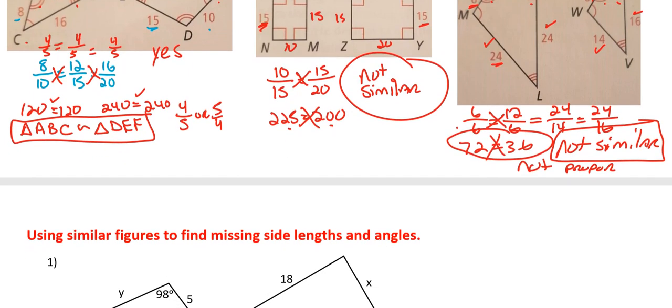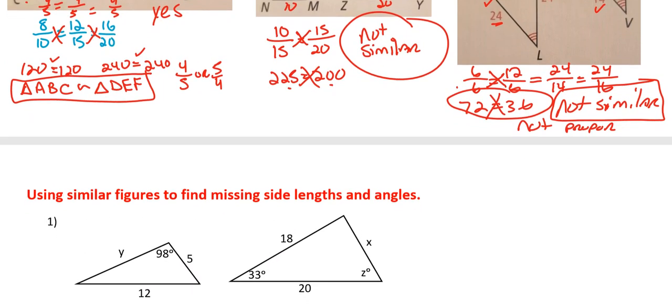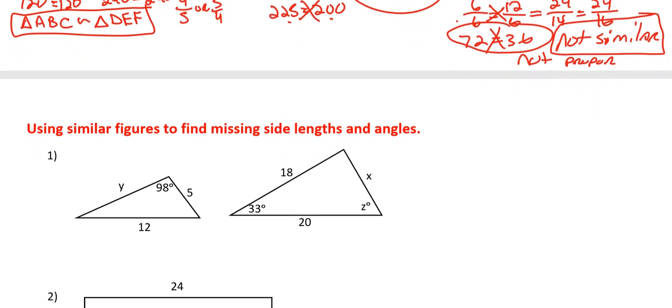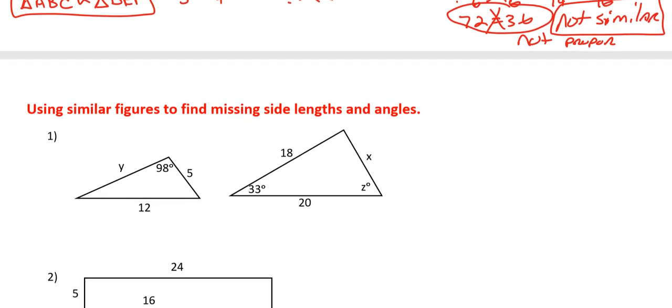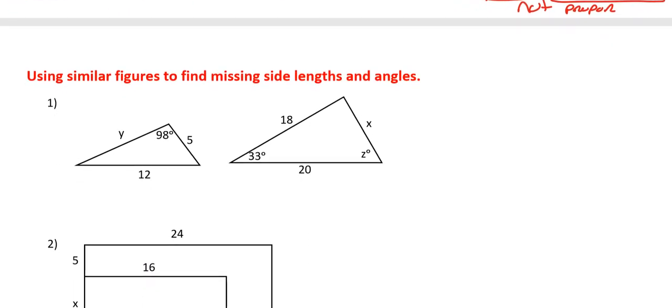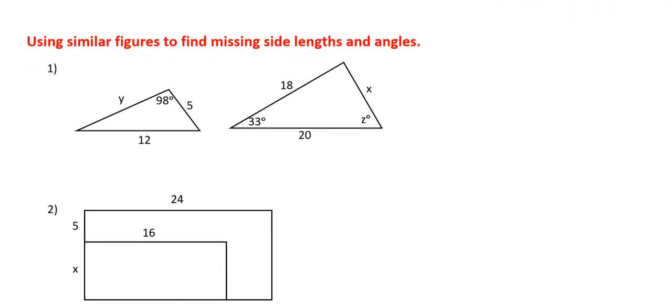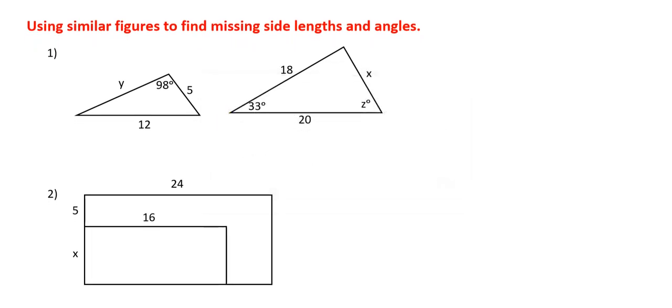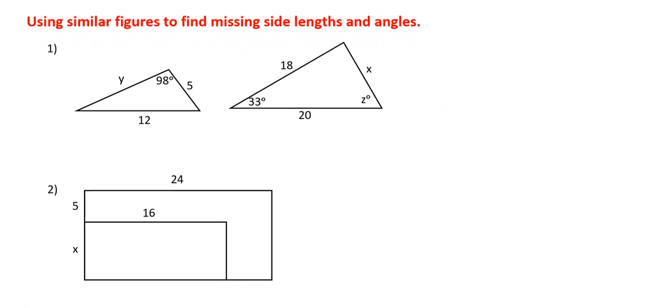Alrighty, so let me do the last thing. The last thing we'll be doing with the similar figures is using the similar figures to find missing sides and missing angles, etc. And again, this is where it'll be heavy with the proportions. So here are our first 2 examples. I have four more examples for you guys, and then we'll be all done for today.